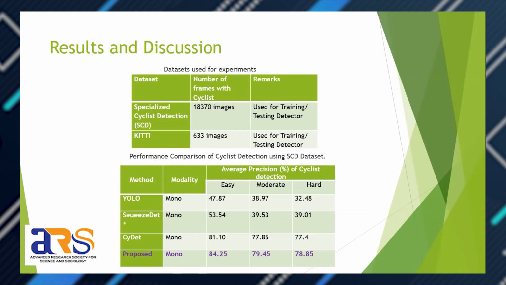Here we obtained different average precision for cyclists, achieved in terms of easy, moderate, and hard. It depends on the number of occlusions and how difficult the cyclist is to see; based on that, it is categorized as easy, moderate, or hard. Our proposed algorithm efficiently identifies cyclists in all three cases compared to all the other literature.